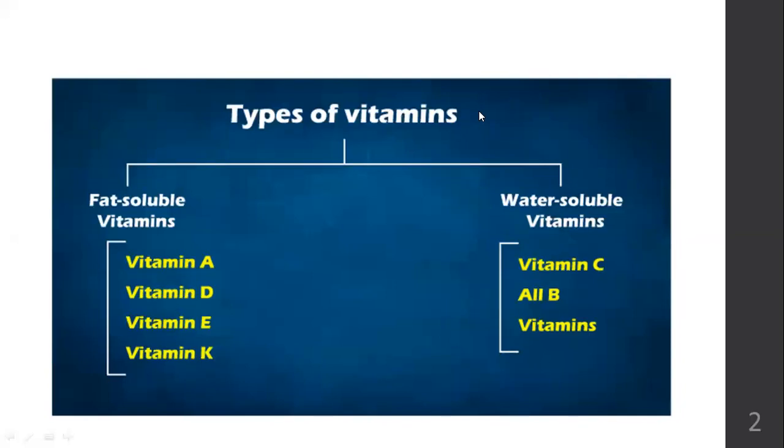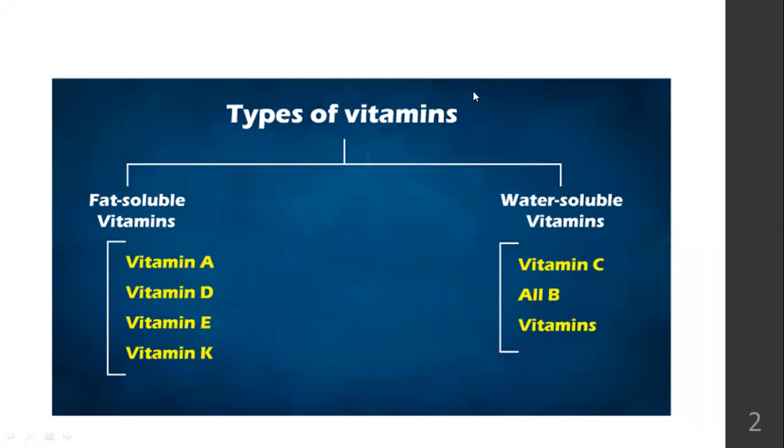So, types of vitamins. What are vitamins? Vitamins are food factors which are organic in nature. Organic means they have a carbon compound, they have carbon in their structure. Minerals are inorganic; minerals don't have a carbon structure. Vitamins have a carbon structure and must be supplied from outside through food to maintain your health and well-being.